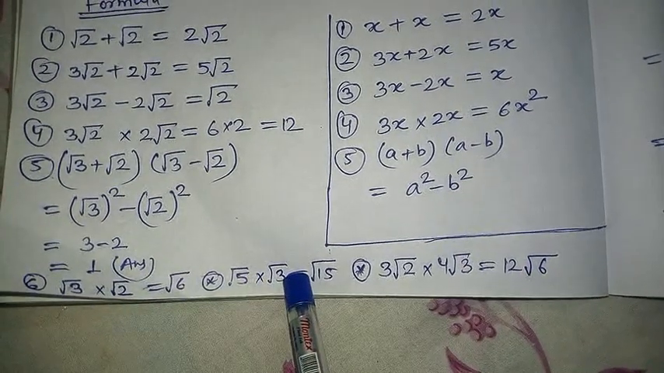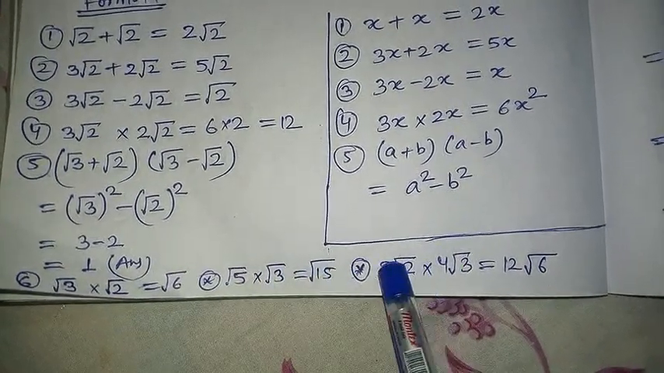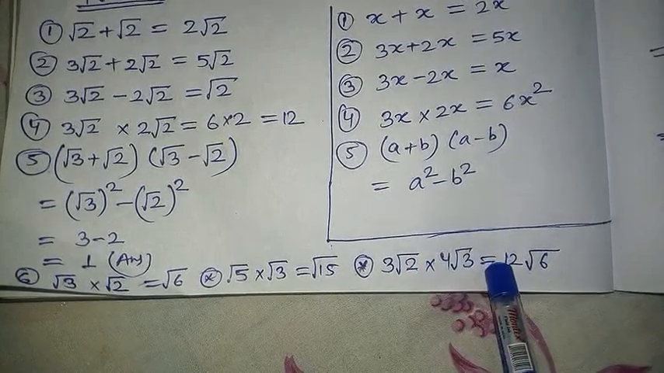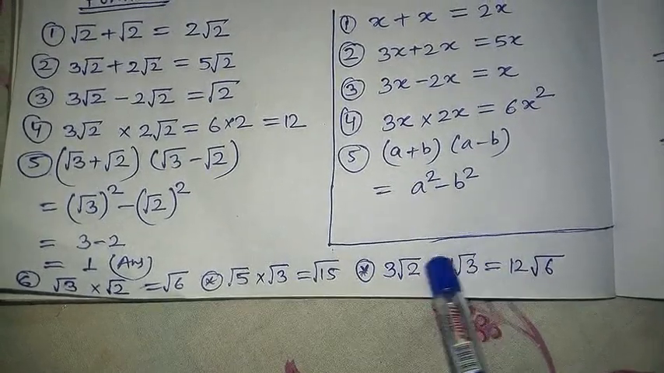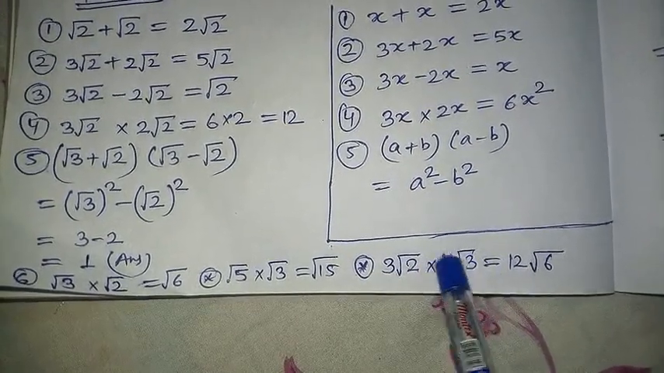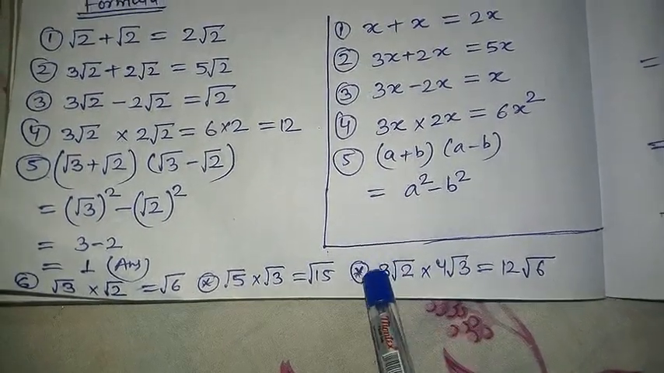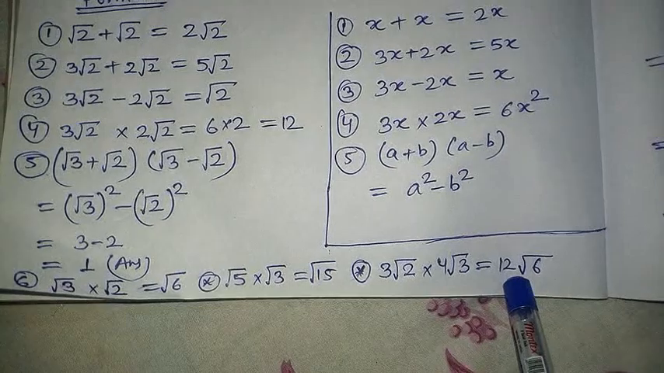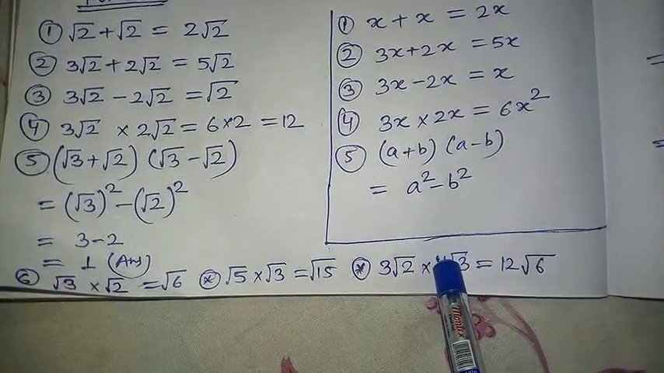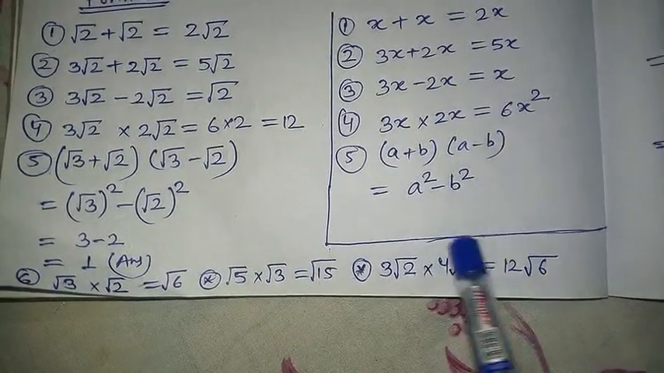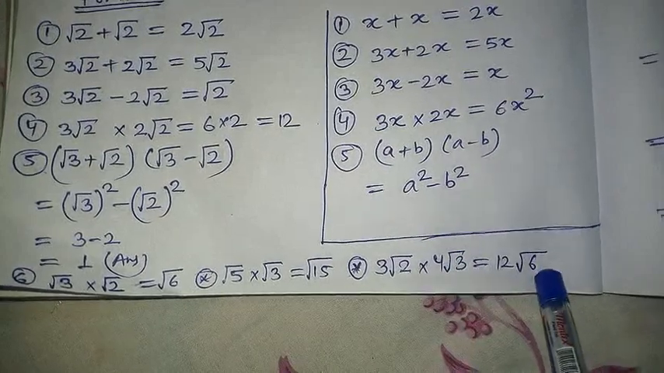Root 5 into root 3 is root 15. Like 3 root 2 into 4 root 3. This time what will happen? The roots will multiply, like 3 root 6, and the outside numbers also will multiply, 3 times 4 is 12. So you see the technique: outside multiplies, remains outside; root multiplies, remains in root.